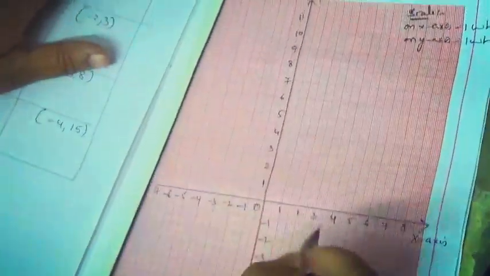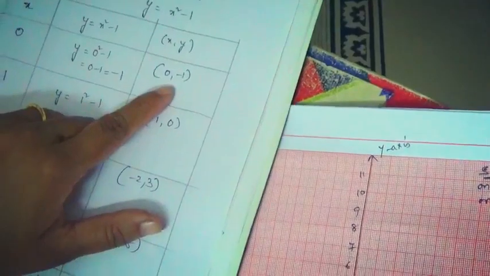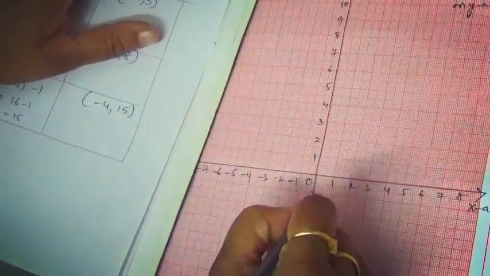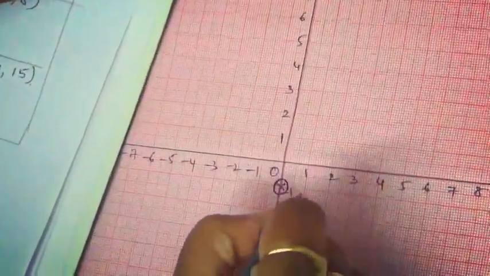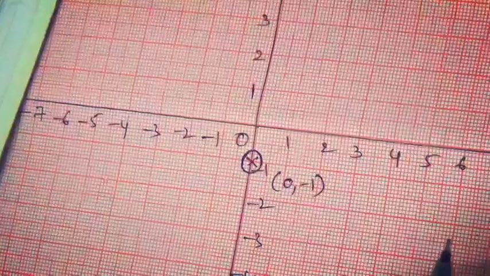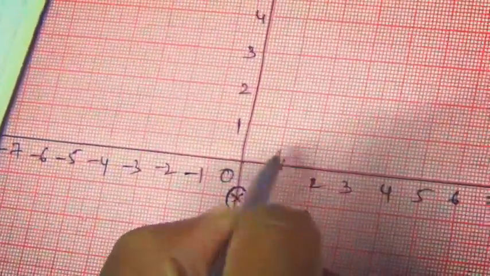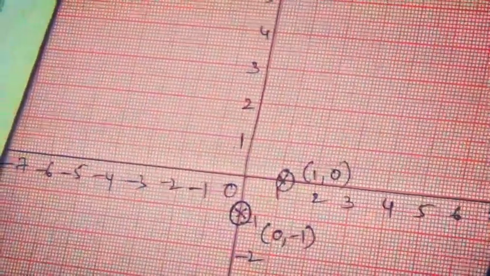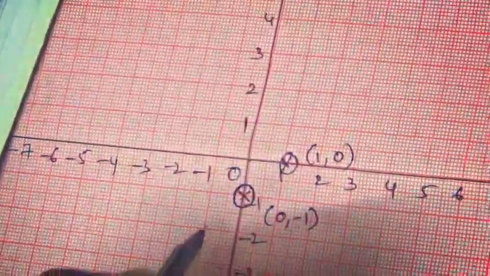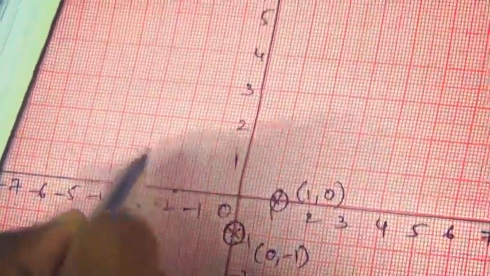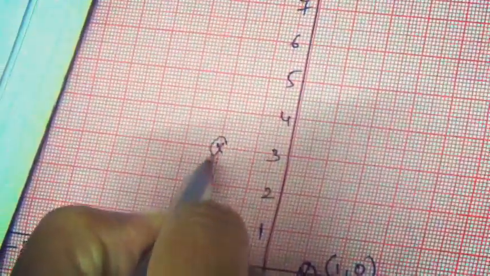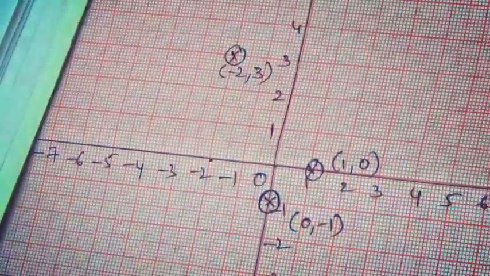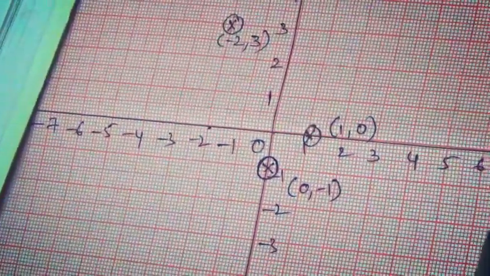And what are the first coordinates? That is 0, minus 1. 0 on the x-axis and minus 1 on the y-axis. Here we have the first point, that is 0, minus 1. What is the second coordinate? 1, 0. Here only we have the second point, that is 1, 0. Okay. The third coordinate, that is minus 2, 3. Minus 2 on the x-axis and 3 on the y-axis, that is minus 2, 3. And the fourth coordinate, that is 3, 8.